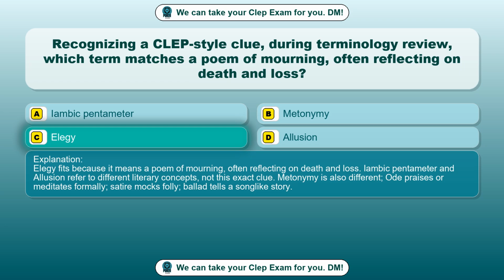Elegy fits because it means a poem of mourning, often reflecting on death and loss. Iambic pentameter and allusion refer to different literary concepts, not this exact clue. Metonymy is also different: ode praises or meditates formally, satire mocks folly, ballad tells a song-like story.